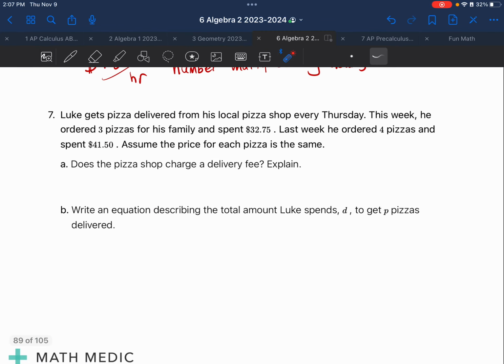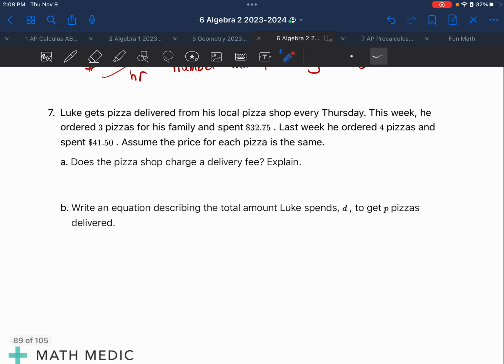All right, number 7. Luke gets pizza delivered from his local pizza shop every Thursday. This week, he ordered 3 pizzas for his family and spent $32.75. Last week, he ordered 4 pizzas and spent $41.50. Assume the price of pizza is the same. Does the pizza shop charge a delivery fee? Well, we'll see.